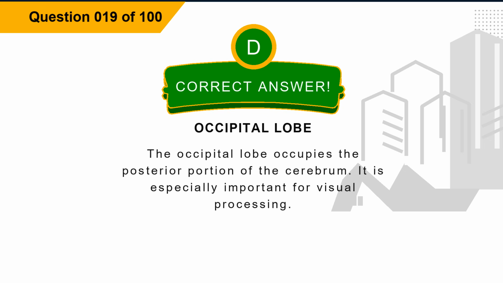Explanation: the occipital lobe occupies the posterior portion of the cerebrum. It is especially important for visual processing.